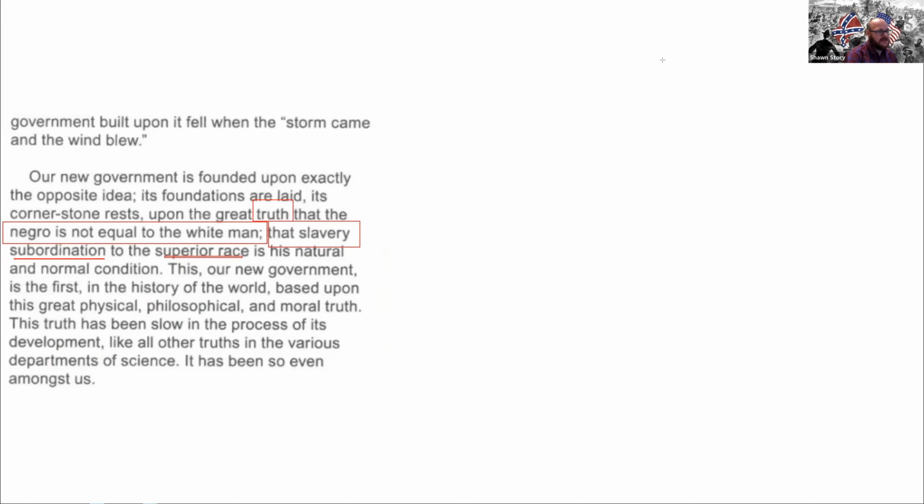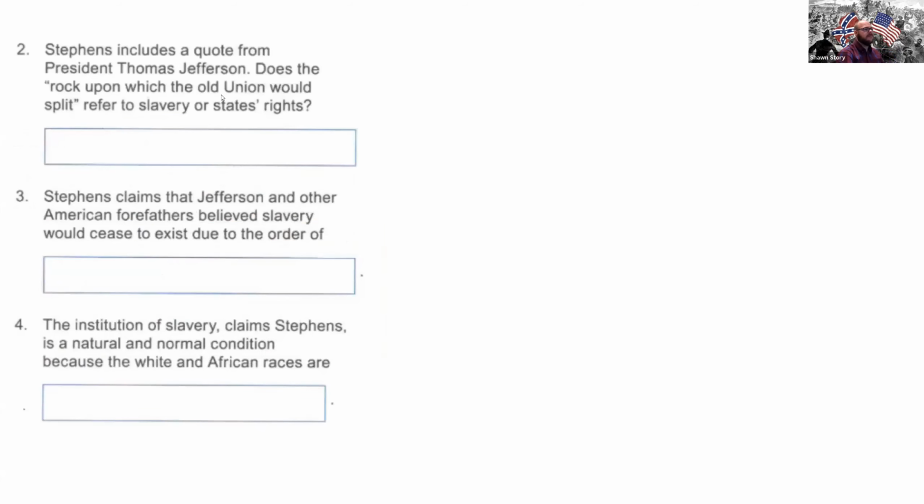Let's look at our questions. So, first one. Stephens includes a quote from President Thomas Jefferson. Does the rock upon which the old Union would split refer to slavery or states' rights? Are we talking about slavery or states' rights? If you said slavery, you are correct. We are talking all about slavery, and we saw it throughout the passage. I'm talking about are all men created equal.